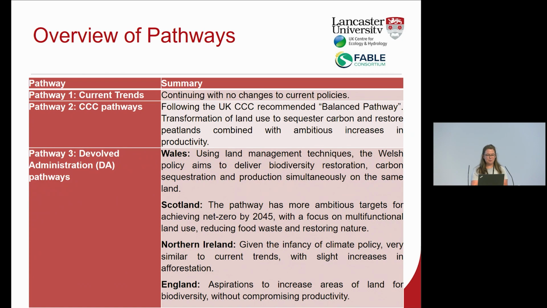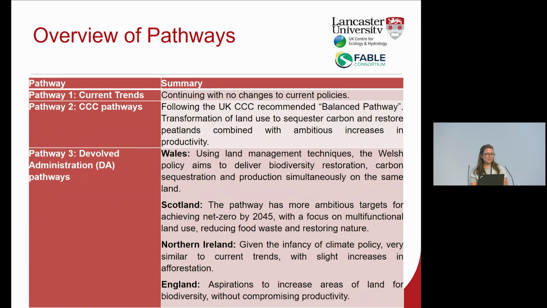Moving on to this piece of work, three pathways were developed for each of the devolved nations. We had a current trends pathway, which is a continuation with no changes to policy. We then developed a pathway for each of the nations which follows the UKCCC's recommended balanced pathway. This is a transformation of land to sequester carbon and restore peatlands, combined with increases in productivity through sustainable intensification. And then we developed a pathway for each of the devolved nations based on their own individual policy aspirations.